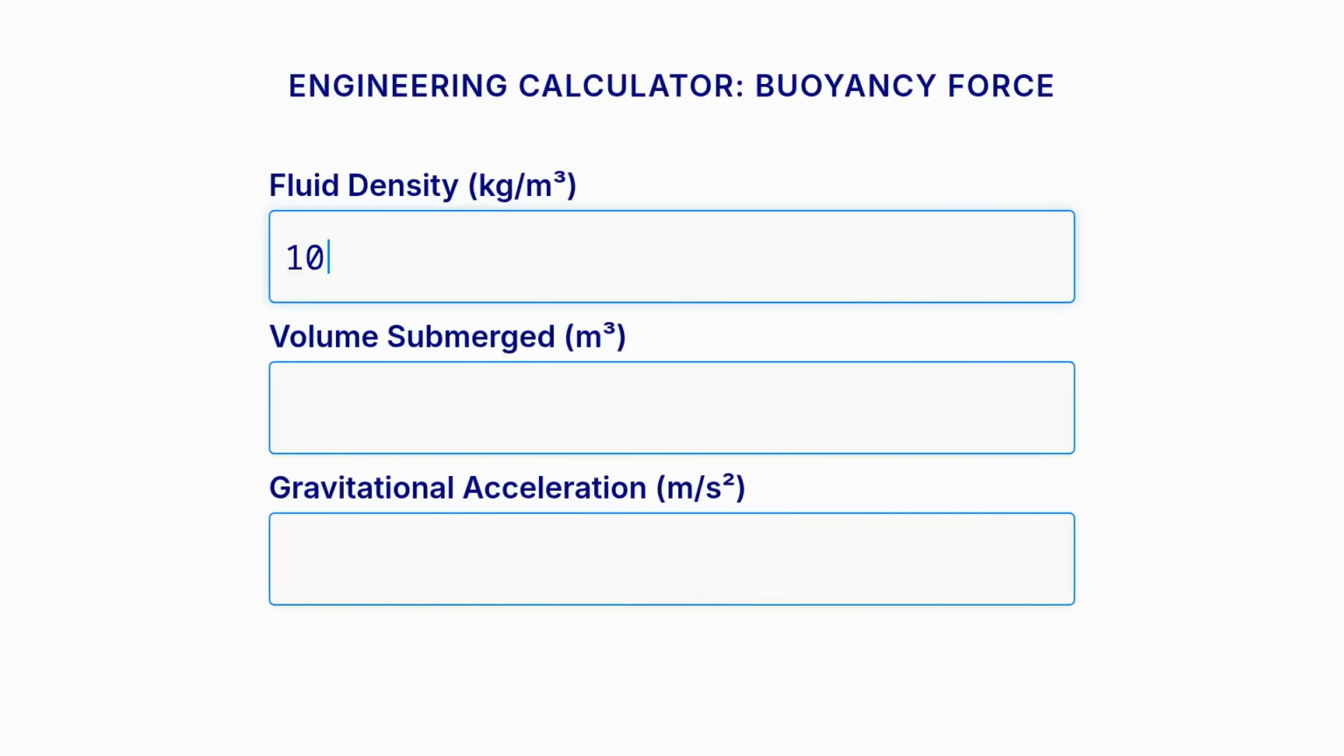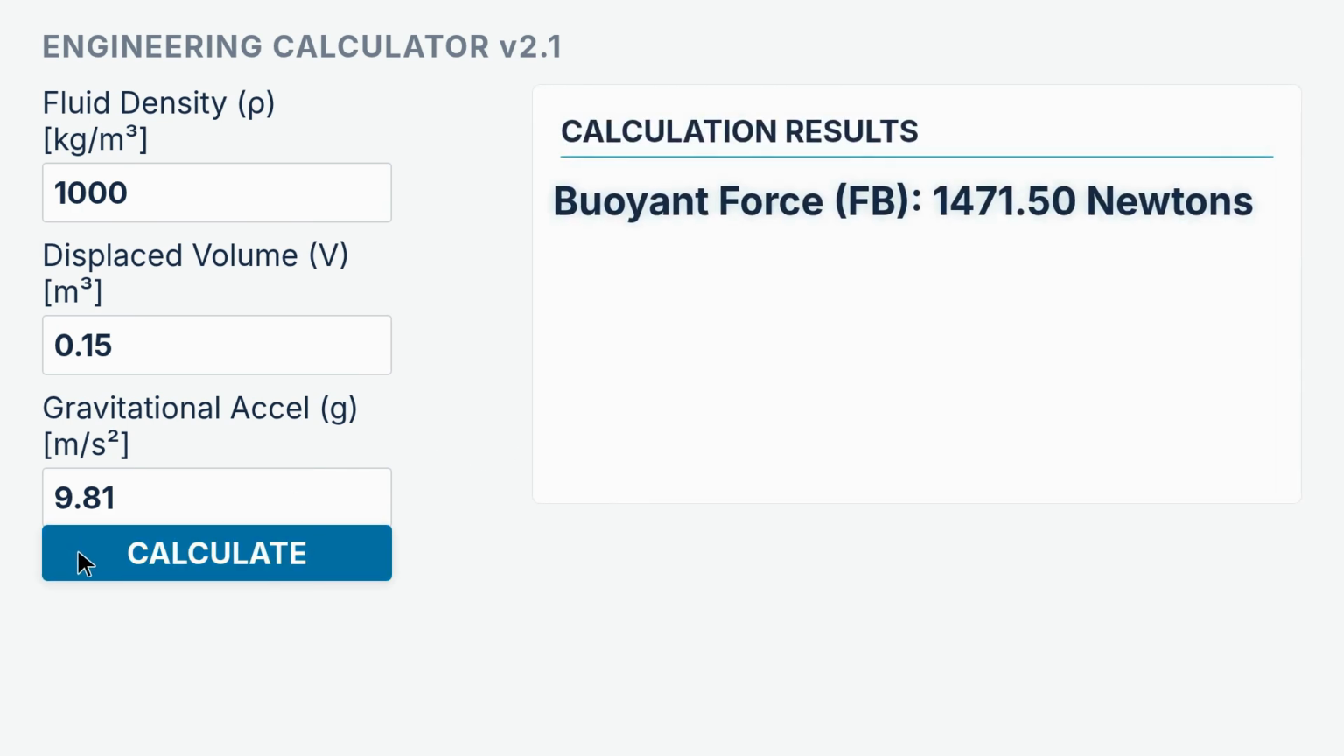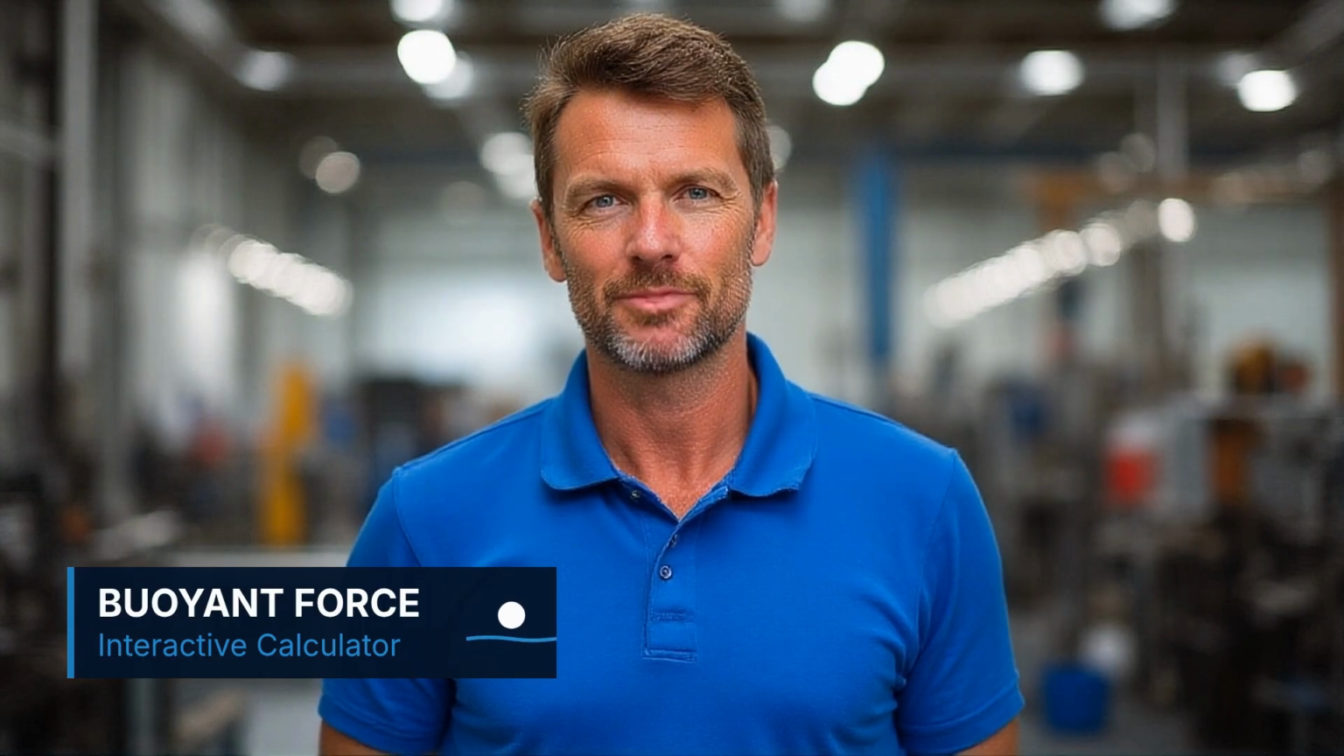For our example, we'll input fluid density of 1000, volume submerged of 0.15, and gravitational acceleration of 9.81. After clicking Calculate, the results show a buoyant force F_B of 1,471.50 newtons. This represents the upward force exerted by the fluid on the submerged portion of the object, calculated using Archimedes' principle. This tool streamlines buoyancy calculations for engineering applications.